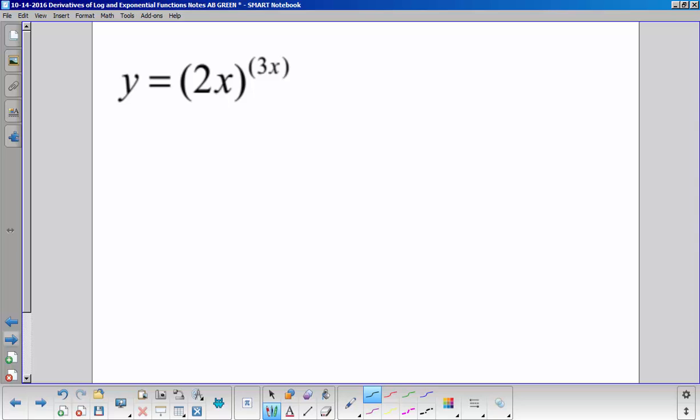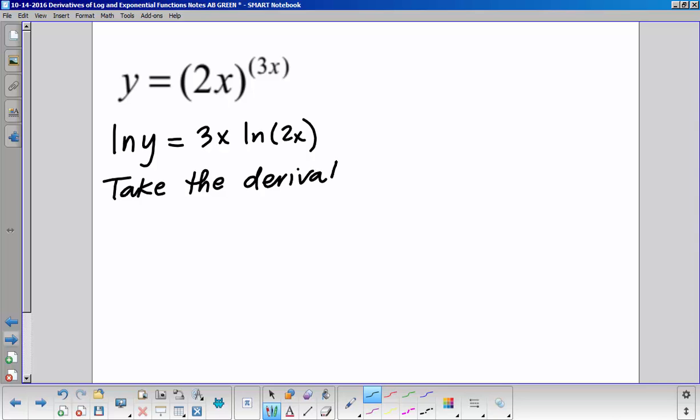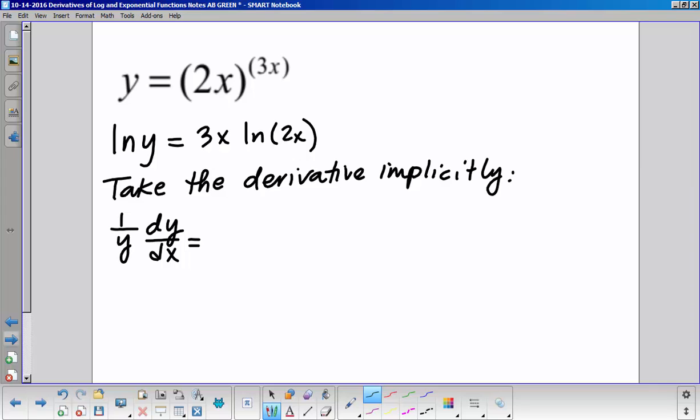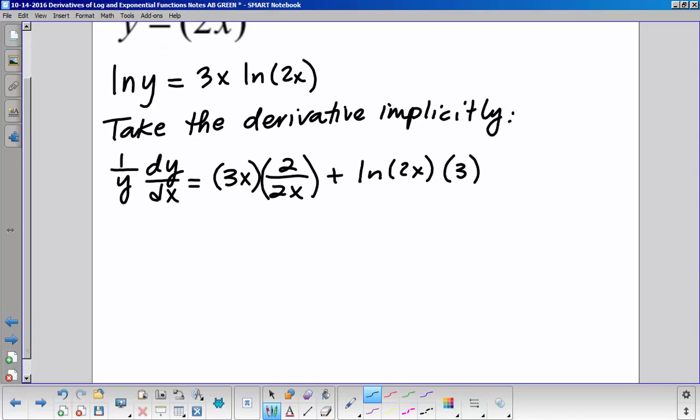All right, who's going to do this one? You take the natural log of both sides, so you get ln y equals 3x times the natural log of 2x, and then you take the derivative implicitly. So then you get 1 over y times dy/dx equals 3x times 2 over 2x plus the natural log of 2x times 3.